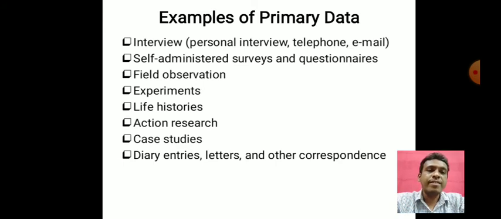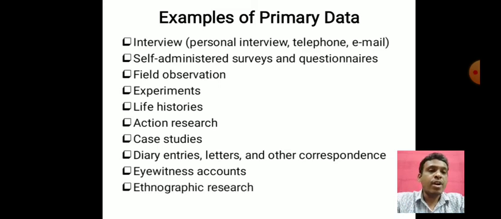Then diary entries, letters and other correspondence done by the researcher or some other people. So your respondents' diaries, respondents' letters, the correspondence that has come, the outward letters, the inward letters. All these things can be good examples of primary data. Also eyewitness accounts. For example, if an accident has happened and the police go there and collect information about it to register the FIR, this is an example of primary data. They are collecting primary data through people who have actually witnessed the incident.